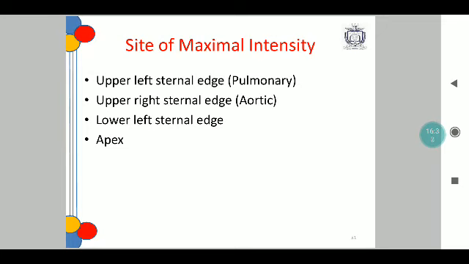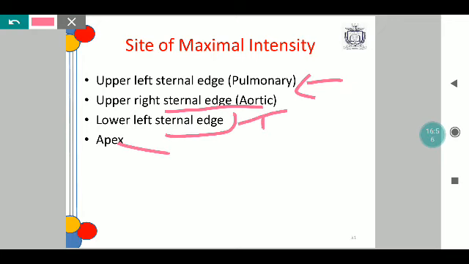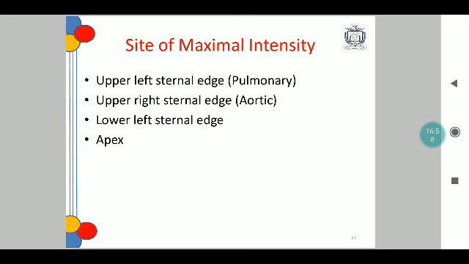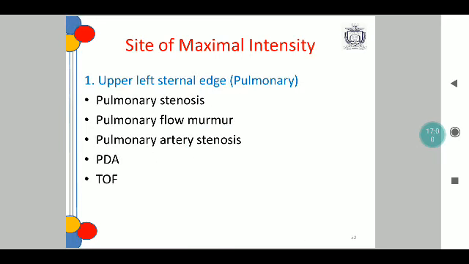Now, coming to the point of intensity, the upper left sternal edge is characteristically where the pulmonary valve is heard best, and hence pulmonary murmurs are best heard there. The upper right sternal edge is reserved for aortic. The lower left sternal edge is more or less reserved for the tricuspid, and the apex is reserved for the mitral area. This is the site of maximum intensity of a murmur.